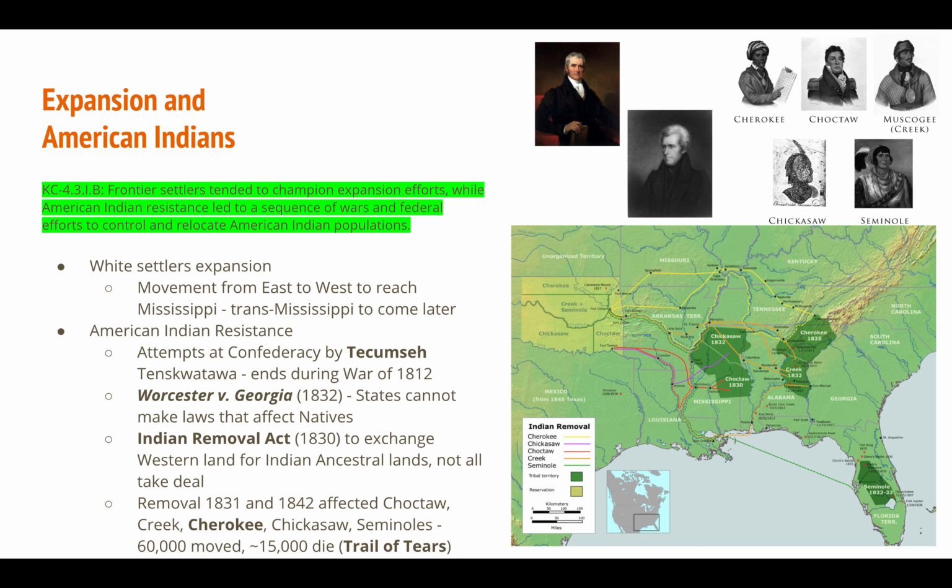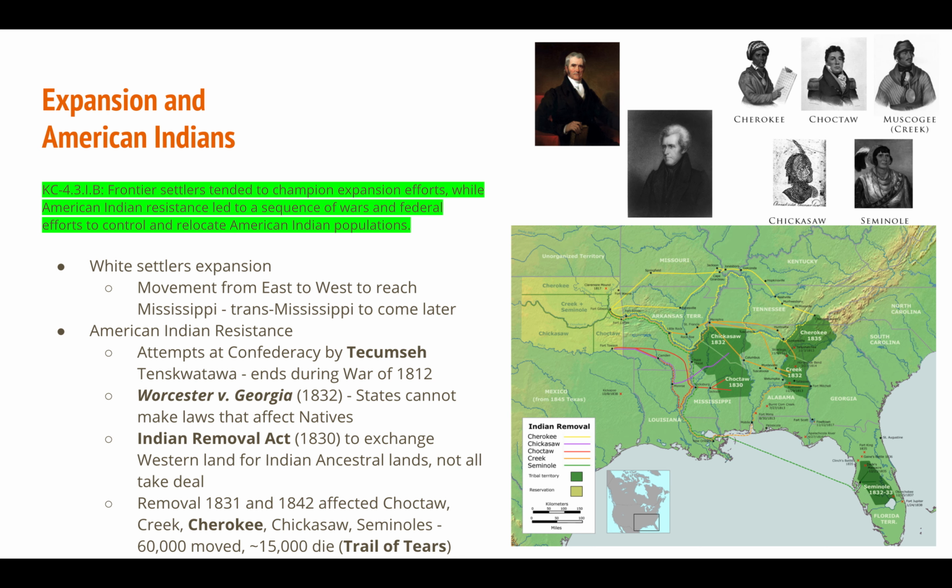Now, some of them will take the deal early on and suffer the least amount of casualties in trying to move across the southeast of the United States, across the Mississippi, and others will wait longer and be forcibly removed, like the Cherokee. The Choctaw are an example of a tribe that left earlier.